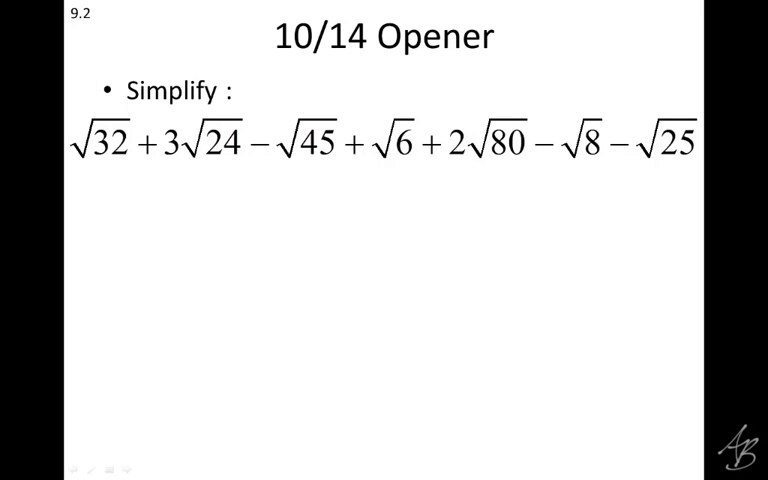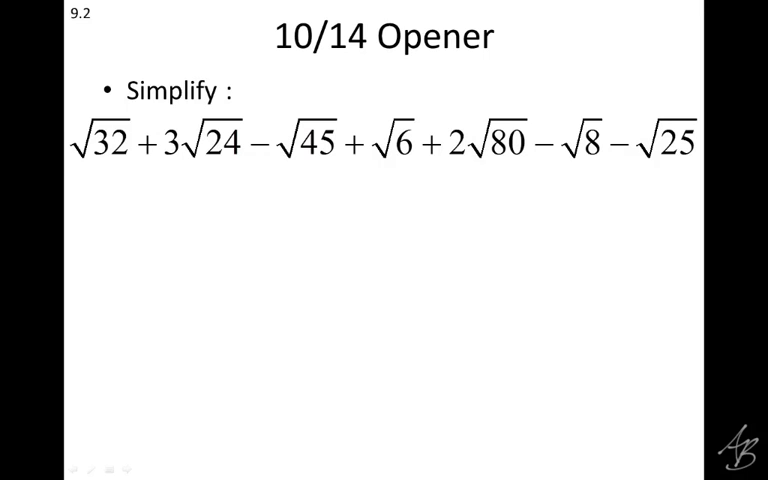All right, so our goal here in this problem, it's one big problem. We've got, looks like, 7 different terms up there. Our goal is to simplify each square root individually, and then if we can, we'll add and subtract them. All right, when are we going to be able to add and subtract them?